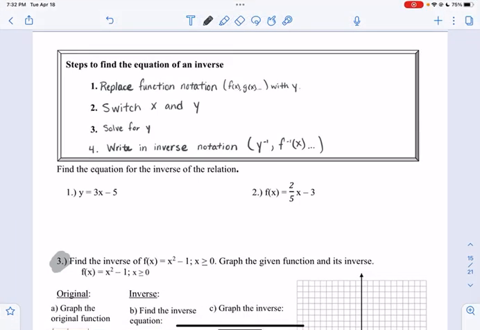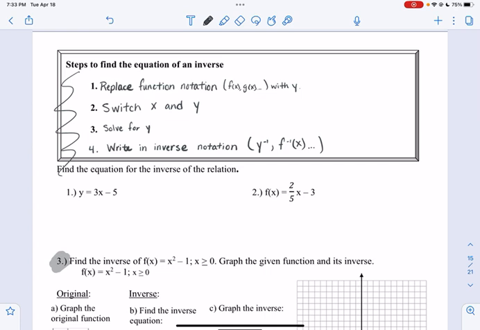So we can also find an inverse algebraically if we're given an equation or a function initially. We're going to focus more on that in another lesson. Today I really just want to focus on switching our domain and ranges, understanding the graph of the inverse and the original. But when we're finding them algebraically, it's sort of four steps.